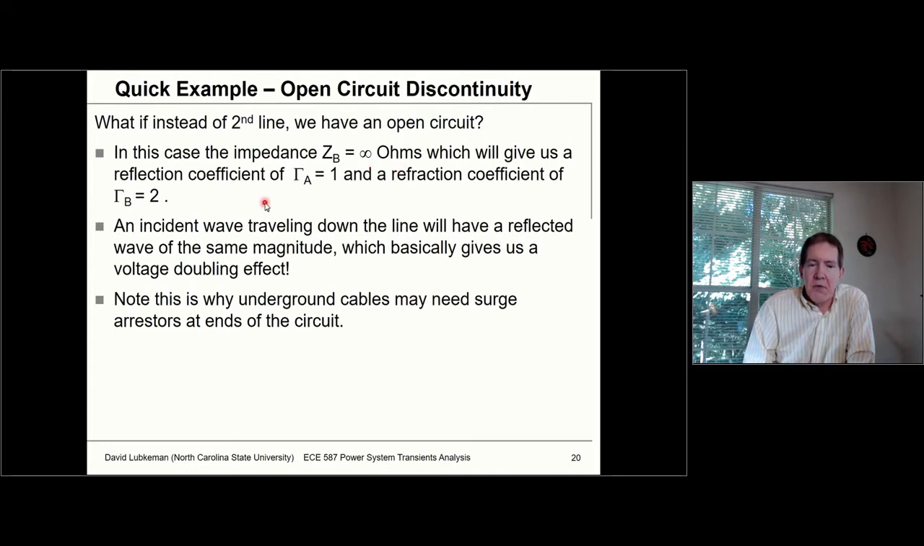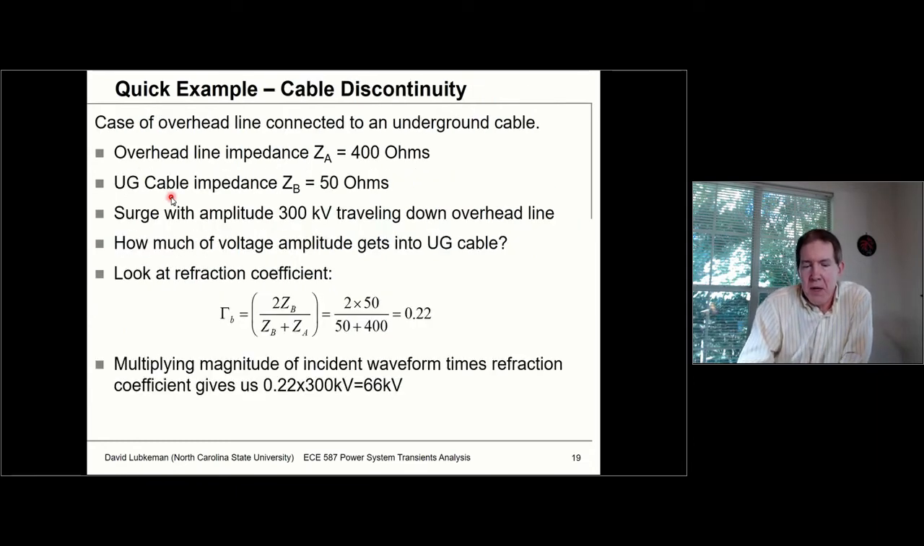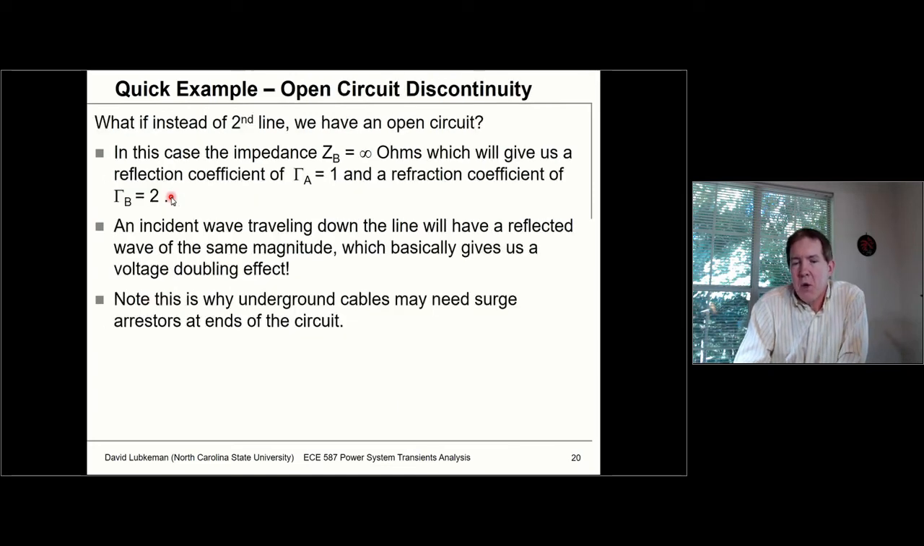And we're going to get a reflection coefficient of 1 in that case, and a refraction coefficient of 2. So basically, there's a couple ways you can think about this. If I've got that surge coming down, and that surge has a voltage of 300 kV, what keeps traveling into that open circuit basically is going to be 2 times that value.